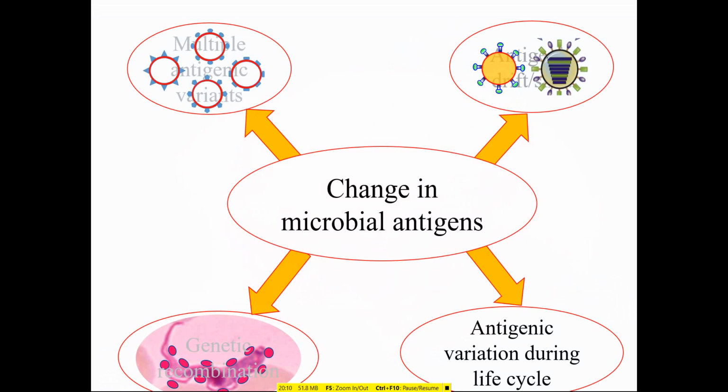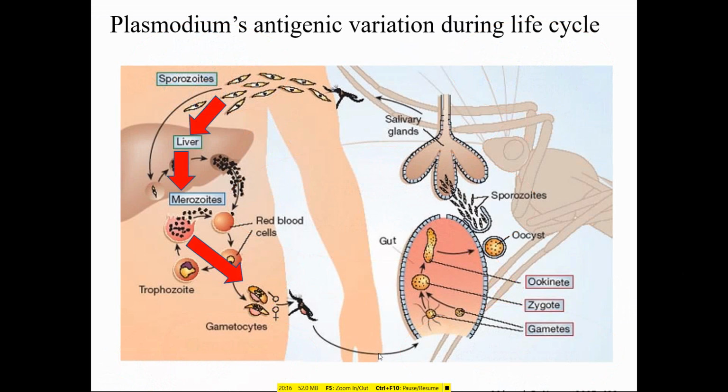And finally, we have some pathogens like Plasmodium, which have antigenic variation as a part of their life cycle. It's not a kind of mutation. They change all the time. They are kind of shapeshifters. They change their shape and antigens all the time.